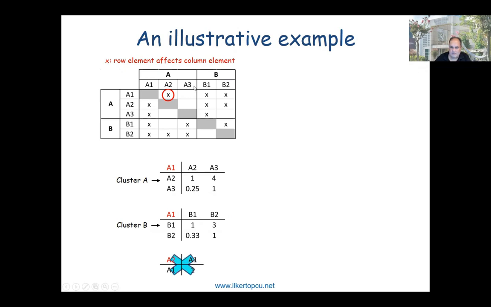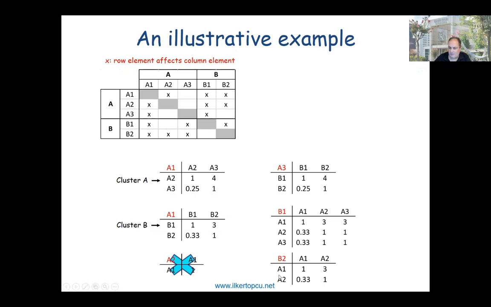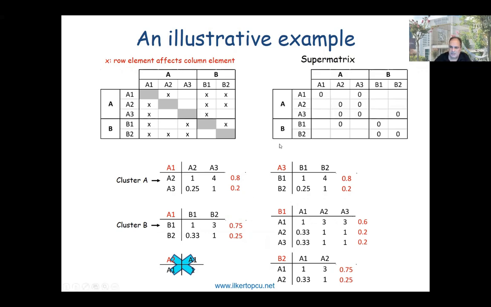What else do I have? For A3, I will compare B1 and B2 effects. For B1, I will compare all A's, all of them are affecting, a 3 times 3 matrix. For B2, I will compare A1 and A2. And then one by one, I will calculate eigenvectors. And good news, if you are using Super Decisions or similar software, all this math will be done by the software. You will place all these eigenvectors into the supermatrix.